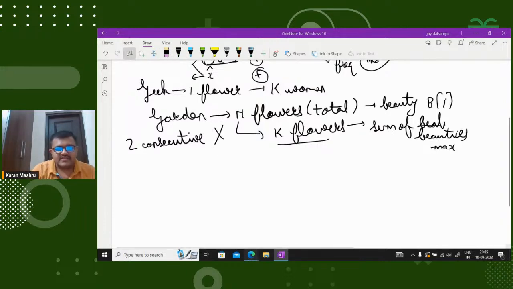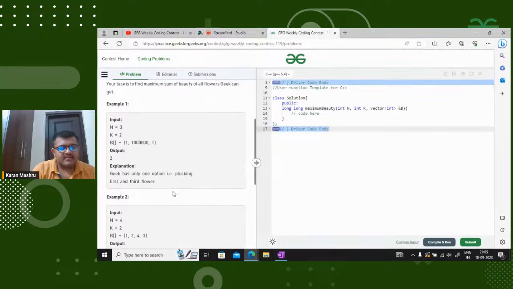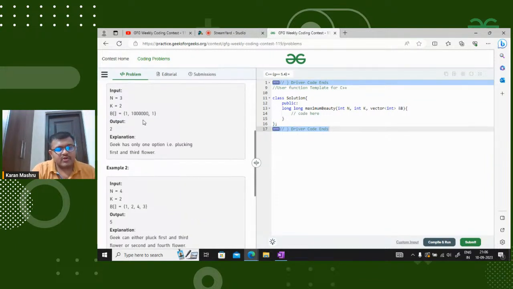So if we look at the examples, suppose we have three flowers in the garden and we need to pluck two flowers, then there is only one option: pluck the first flower and the last flower. First plus last will give us two. Right? So we cannot pluck the central flower. Why? Because we need to pluck exactly two flowers and we cannot pluck two consecutive flowers, so we need to pluck in this way only.